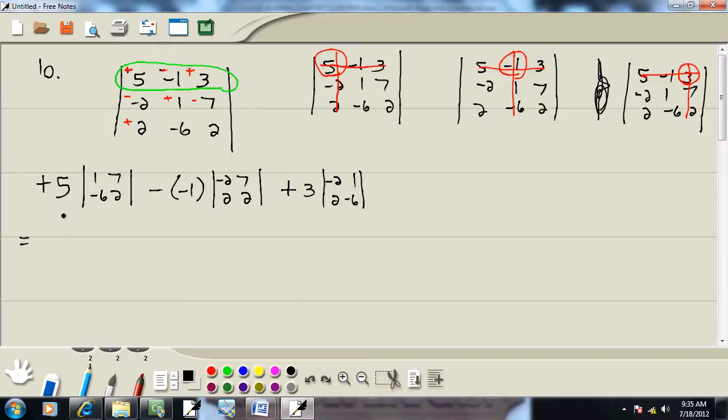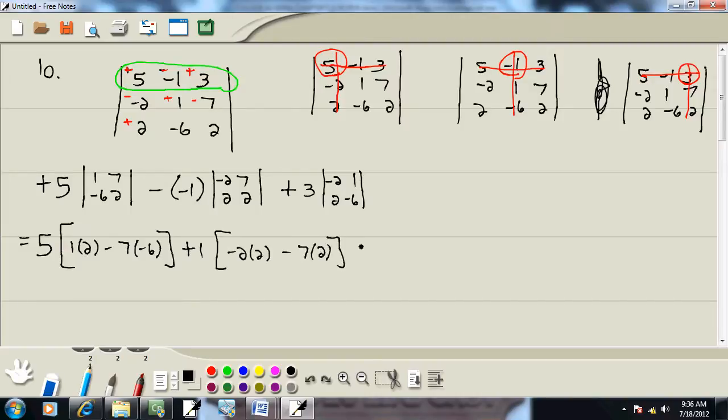Now, if I were to continue this, to find the determinant of a 2 by 2, you cross multiply. We have 1 times 2 minus 7 times -6. Negative becomes a positive 1. -2 times 2 minus 7 times 2. And 3, and then -2 times -6 minus 2 times 1. There's always a minus in between them, and then you just cross multiply otherwise.